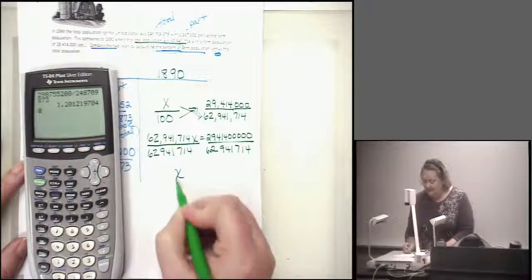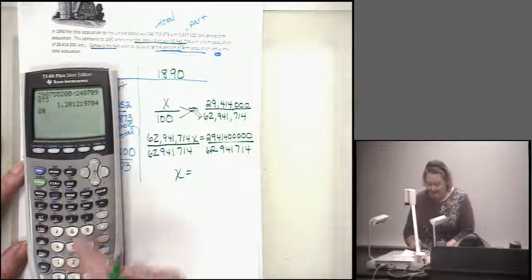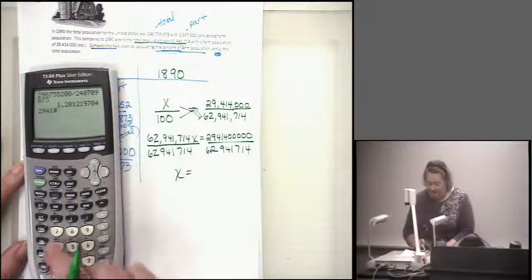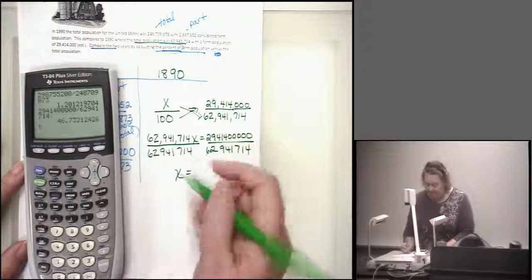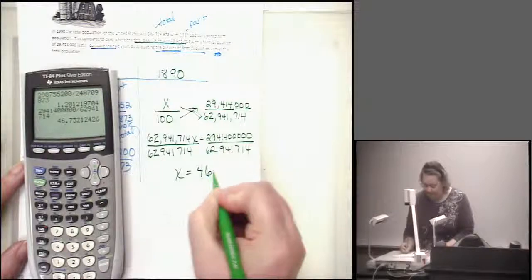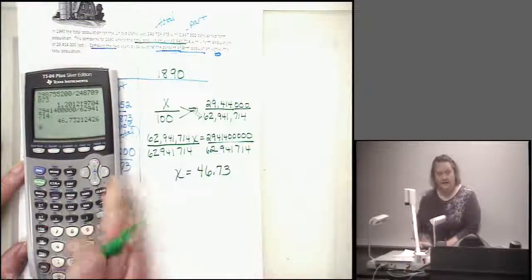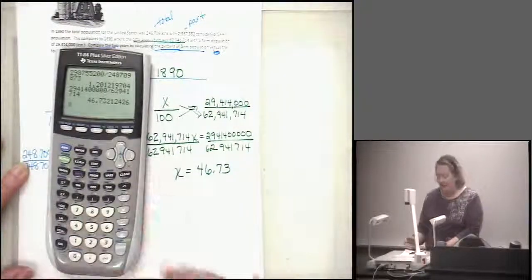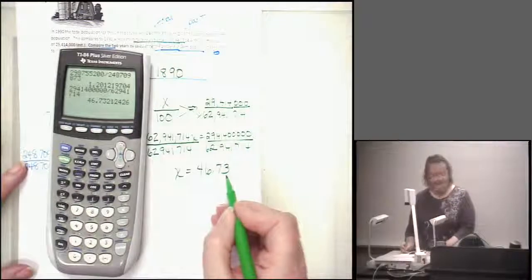62,941,714. X equals 29,414,12345 divided by 62,941,714. And again, you can see on the calculator, I hope, that it says 46.73.